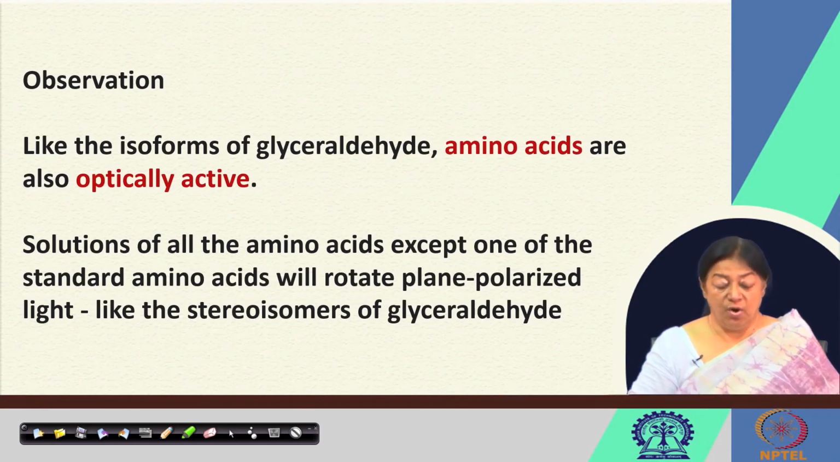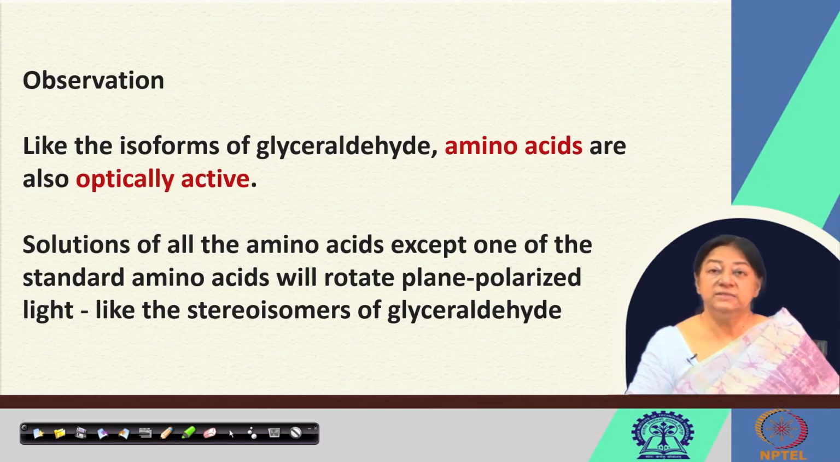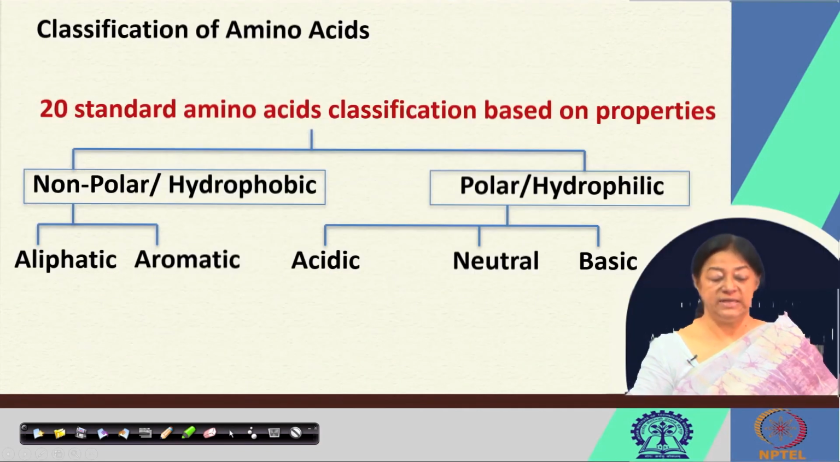The solutions of all the amino acids except one of the standard amino acids will rotate plane polarized light like the stereoisomers of glyceraldehyde. Now, which is the one that does not rotate plane polarized light? It will be one that is achiral in nature. So when we look at the R group substitutions, we will see that there will be two substituents or two moieties that are the same, that will tell us that this is the molecule that is not going to be able to rotate plane polarized light.